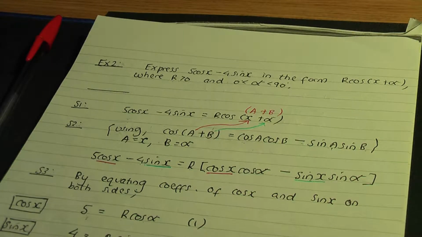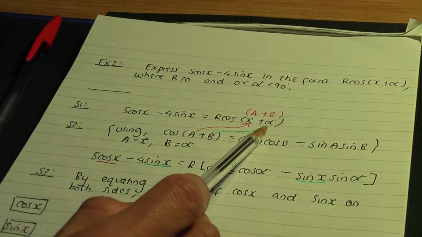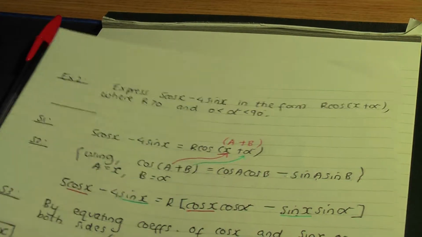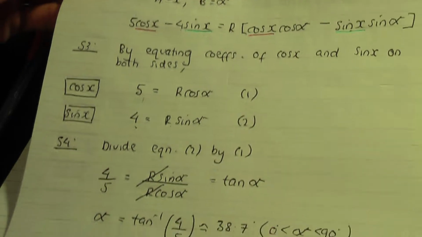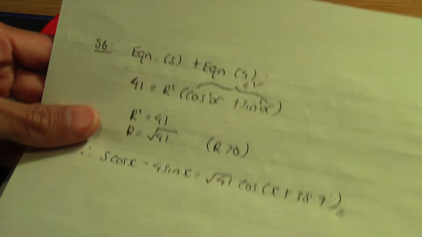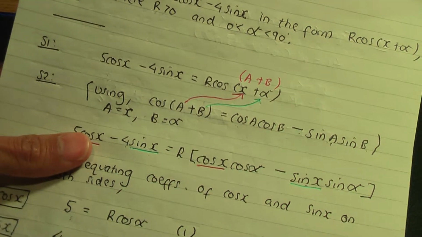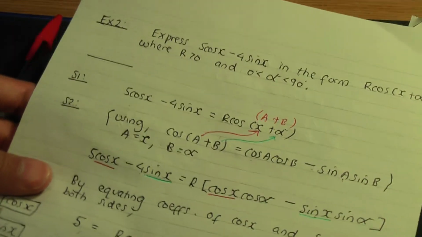In this video, I'm going to explain why we transform expressions like this into these forms. We went through this process in an example, which I called example number 2 in the previous video, and I showed you the steps in order to find R and alpha.